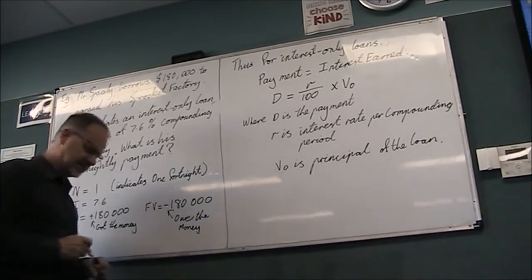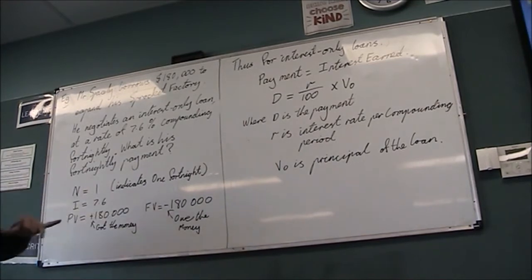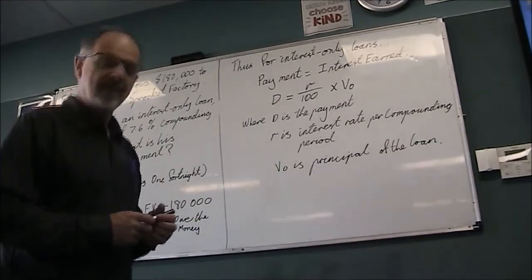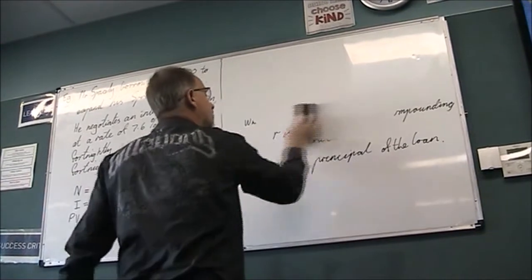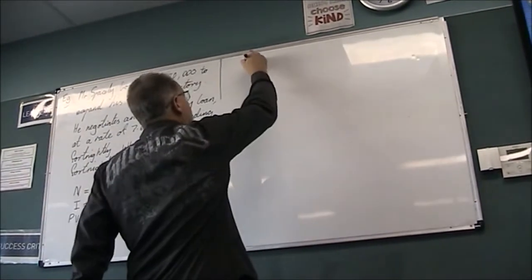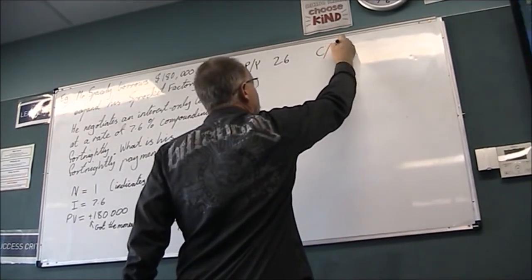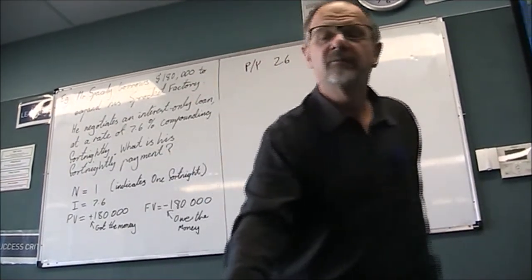That's kind of why I wanted to use your calculator, to highlight that getting whether it's positive or negative is key. What about our payments? How often do our payments happen? 26 times in a year, each fortnight, yep. So our payments per year are 26, and our compounding per year is also 26.